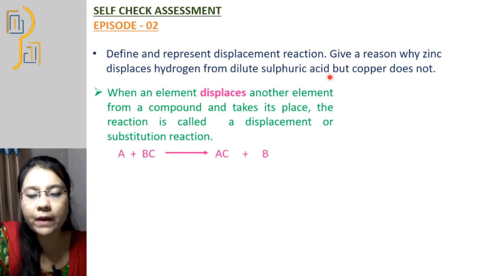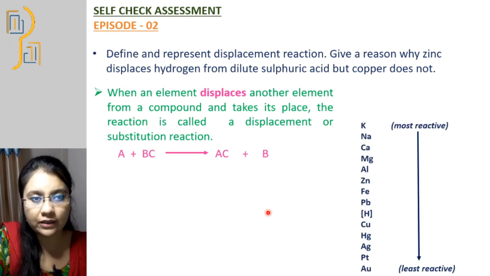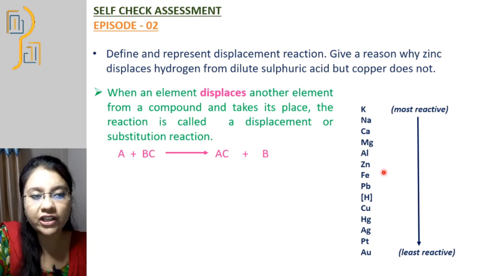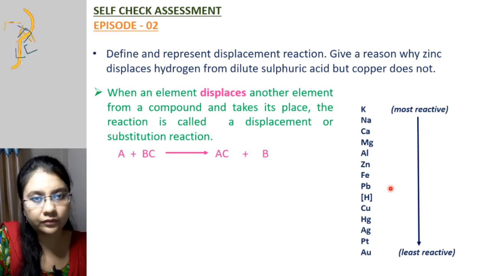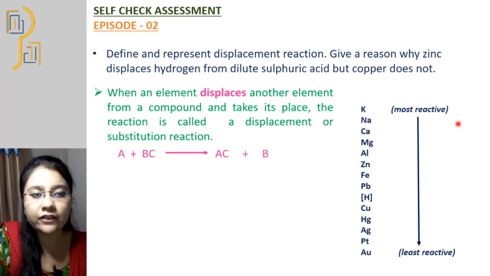Now for the second part of the question, let's recapitulate the electrochemical series, which is a series of metals arranged in order of their reactivity. You can see the most reactive metals are at the top and the least reactive ones are at the bottom.